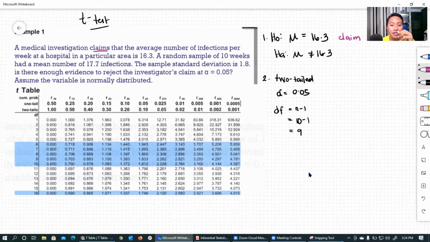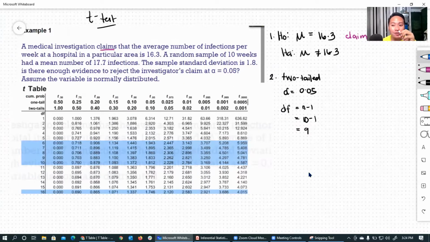Okay. So the degrees of freedom, guys, is 9. So we are going to take a look at this side here. You see this DF here? So we're going to look for 9 degrees of freedom. Here you go. I just found it.